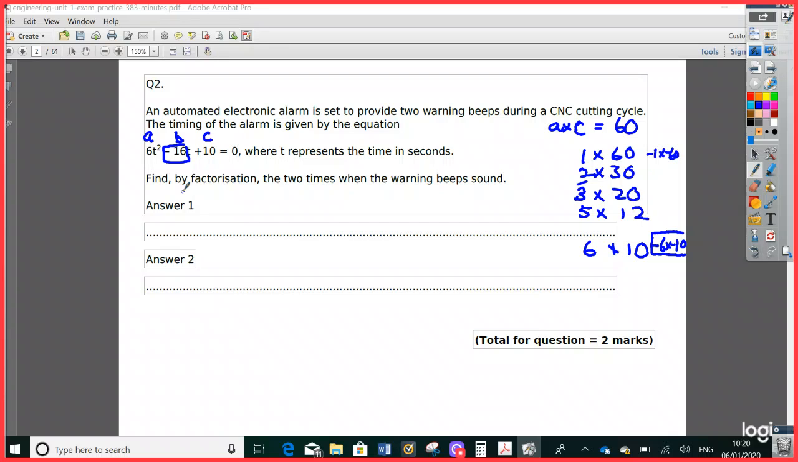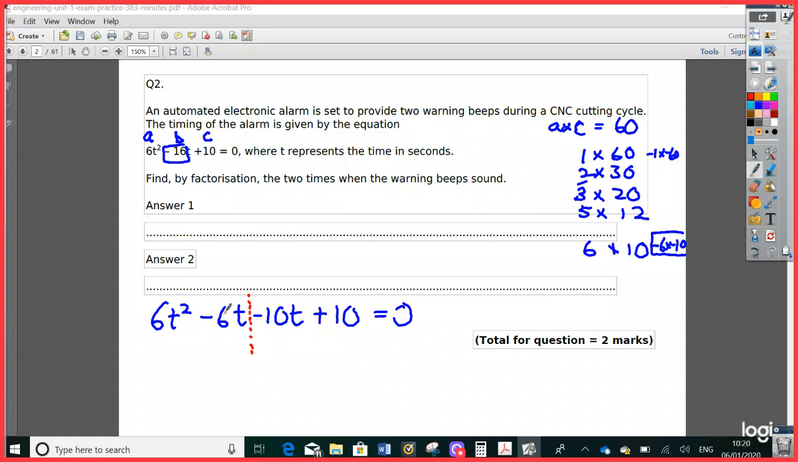Okay, so immediately you write out your equation, but instead of writing minus 16t, you write minus 6t minus 10t plus 10 equal to 0. We call this the decomposition. So you decompose it. Okay, the next bit, which I mentioned in lessons, is that you split the middle.